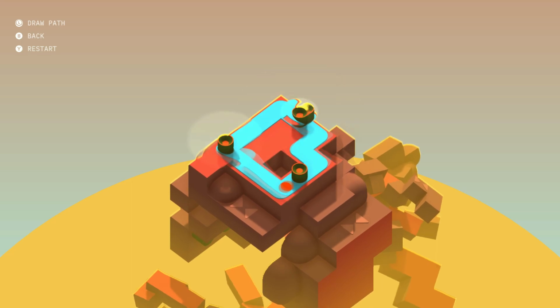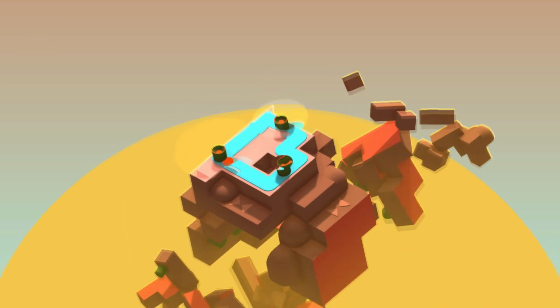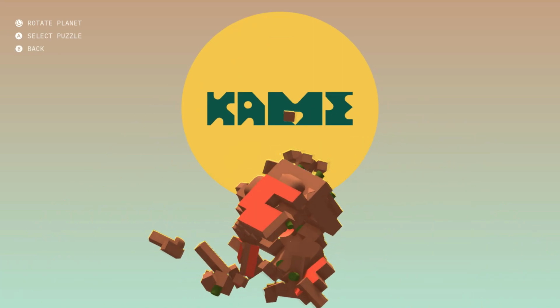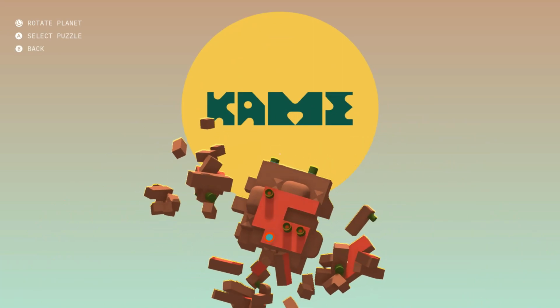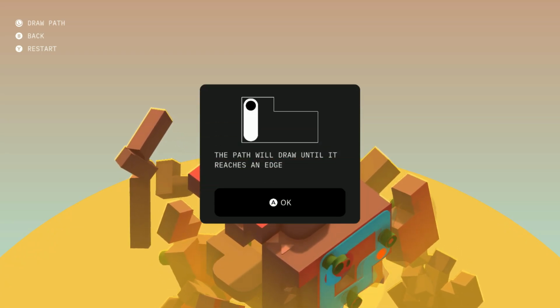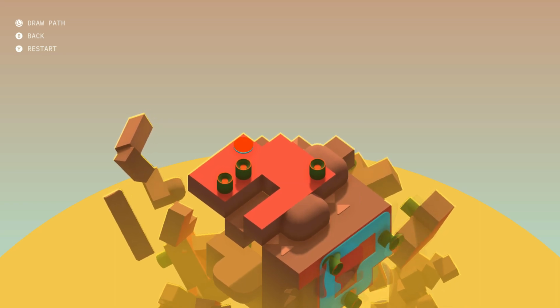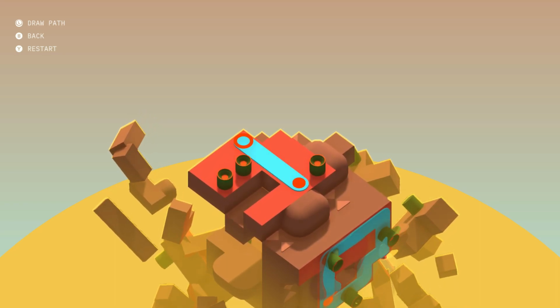Each level in Rytmos is a world that is broken up into six different sides, like a dice. And the idea behind this is that each side of the planet is its own little mini level to be solved, and as you do so, it generates a new layer of music in the world that you're creating.